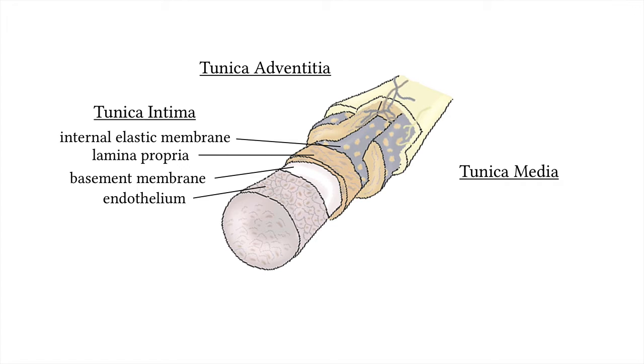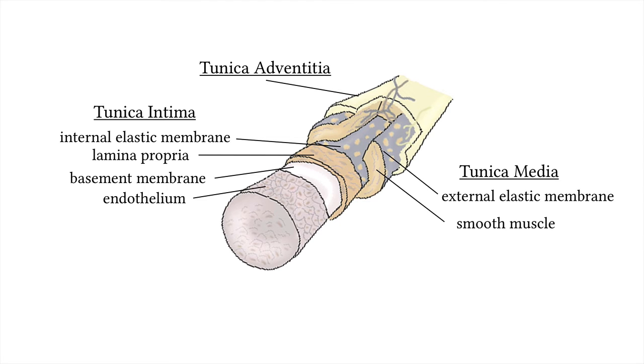The middle tunic, or tunica media, is made of smooth muscle wrapped around the vessel, along with a covering of elastic fibers called the external elastic membrane. So two of the tunics are wrapped in an elastic layer. The third tunic is the outermost one, and it is the tunica adventitia. It is made of a layer of connective tissue and blends with the surrounding tissue holding the vessel in that spot.